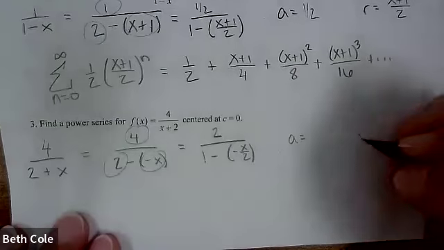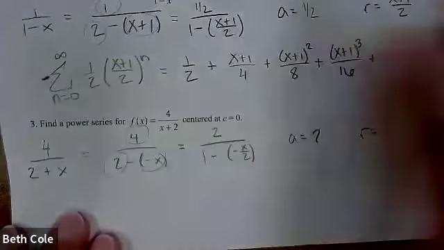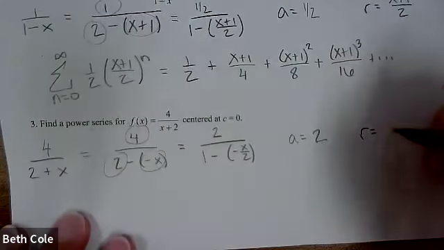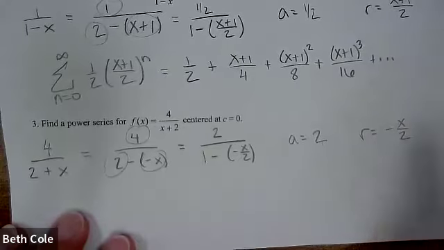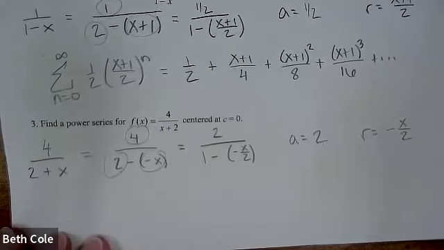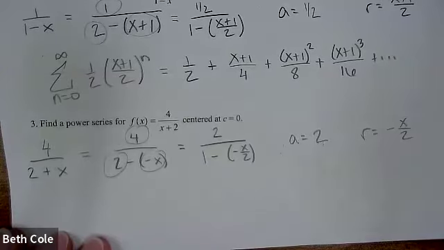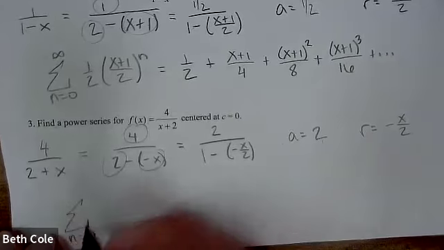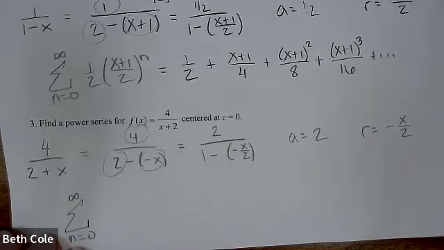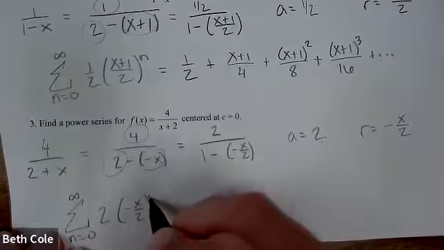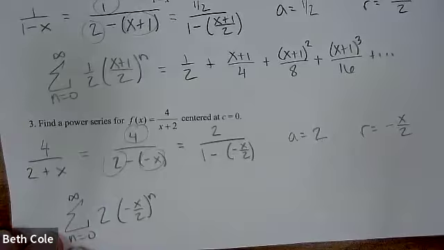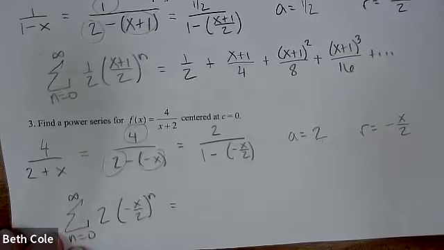All right, so what is A? 2. And R, interestingly, is, what does that mean our pattern is going to do? Perfect. They're so smart. Yeah, these are all geometric. All right, so sigma n equals 0 to infinity. It's going to be 2 times negative x over 2 to the n. Again, that's just how it's written. That's the pattern for geometric. And I want us to write out the first 4.